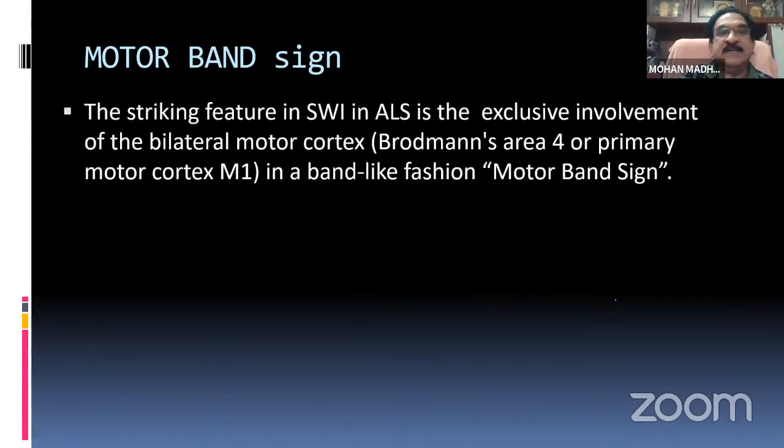Motor band sign: the striking feature on SWI in ALS is the exclusive involvement of the bilateral motor cortex, that is Brodmann's area 4, or primary motor cortex, in a band-like fashion, called the motor band sign.